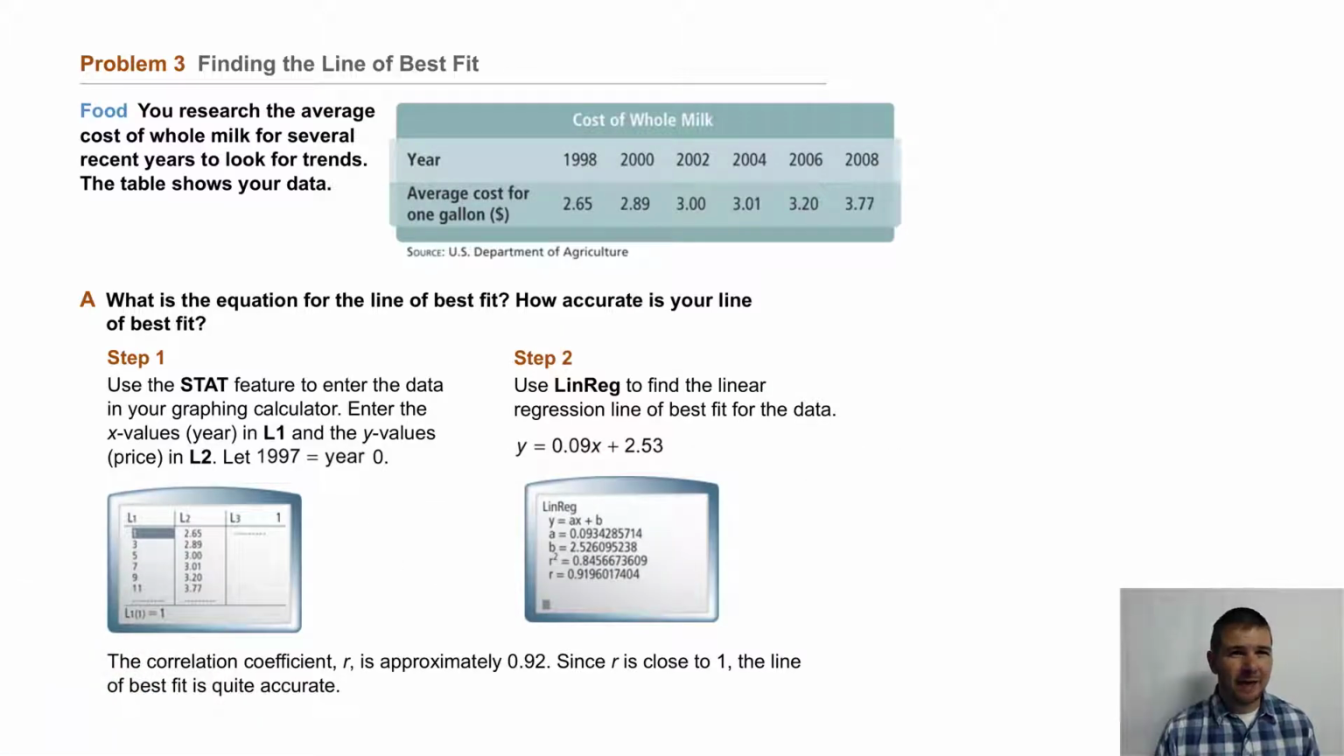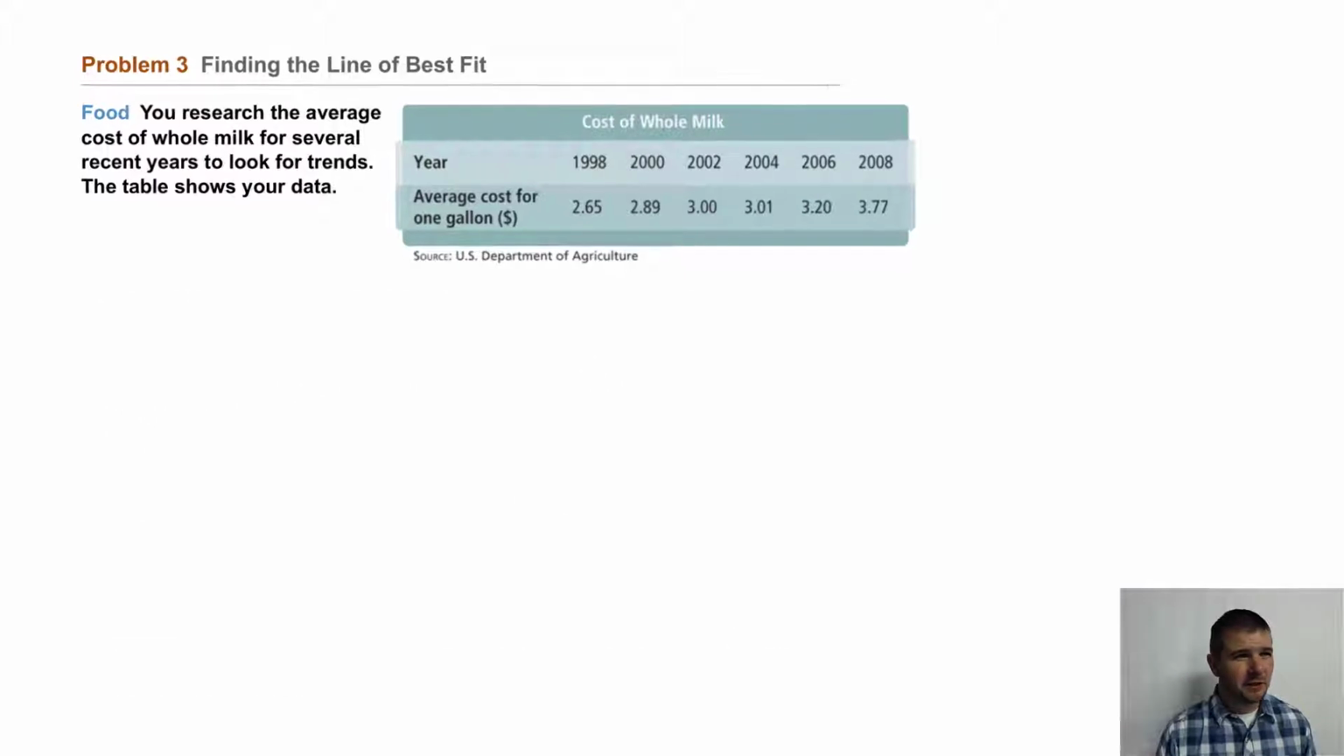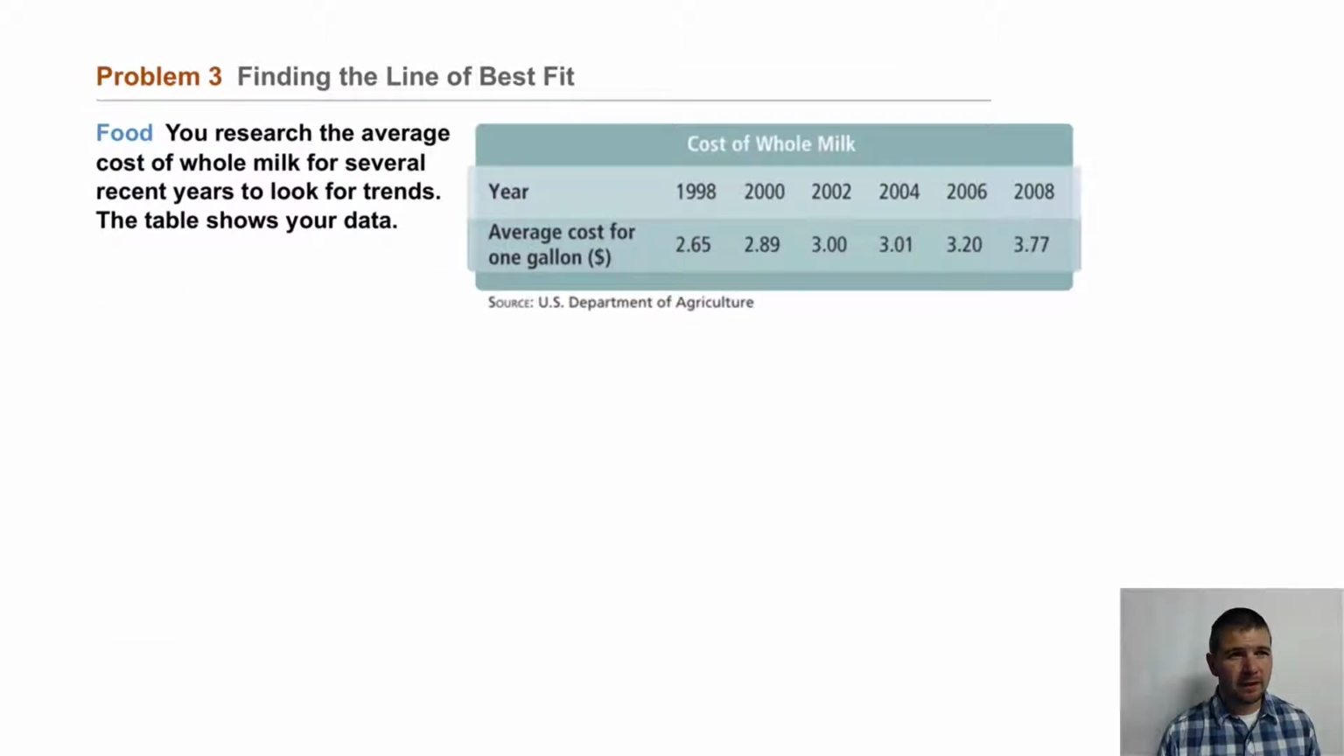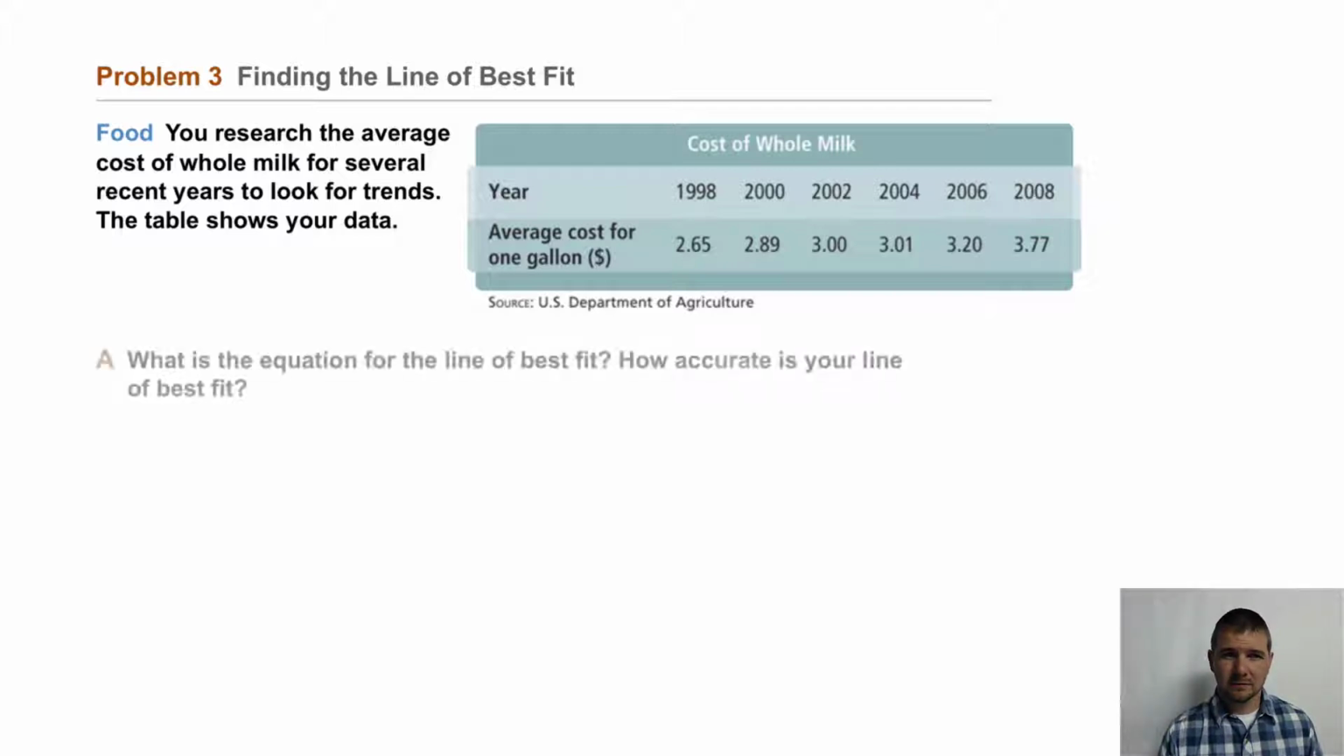Problem 3, finding the line of best fit. This one's about food. You research the average cost of whole milk for several recent years to look for trends. The table shows your data. We see the title, cost of whole milk. The first row, year: 1998, 2000, 2002. Looks as though we're skipping every odd year all the way through 2008. And then our second row, the average cost for 1 gallon in dollars: $2.65, $2.89, and so on, until in 2008, $3.77. Part A, what is the equation for the line of best fit?